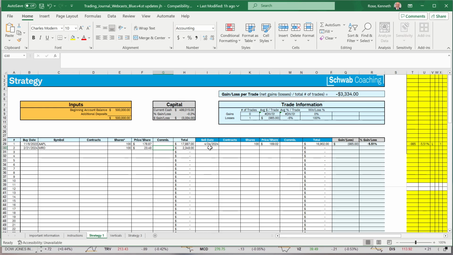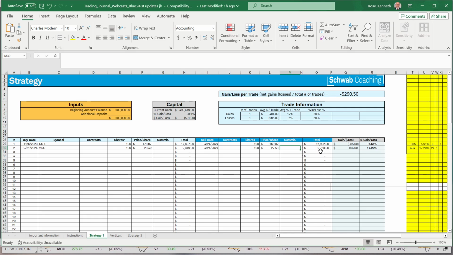Again, we'll use the date of our recording here for the sell date. We'll go 4/24/24. And we're going to say we sold the entire 100 shares. And our exit price on this Marathon Oil closed today at about $27.53. I believe that was what we were looking at, $27.53. Again, commission free. So on the Marathon Oil, it looks like we invested a total of $2,349.